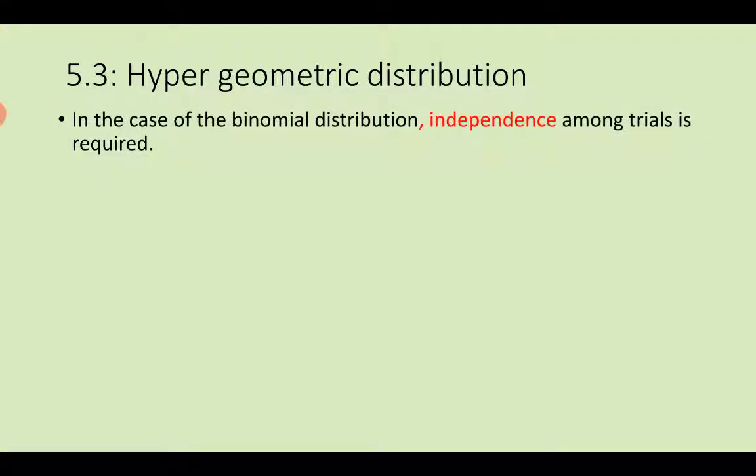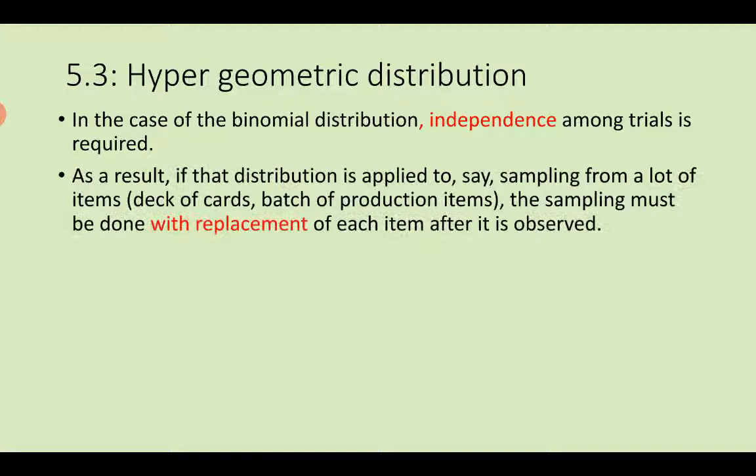And the next one is the hypergeometric distribution. Here, in the case of binomial distribution, independence among trials is required. Every trial is independent of the other trial. So if the distribution is applied, when sampling from a lot of items, the sampling must be done with replacement. We must have noticed that when we pick one card, we replace it back. We put it in the same deck, isn't it?